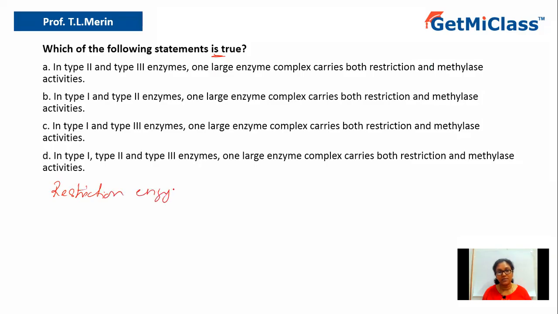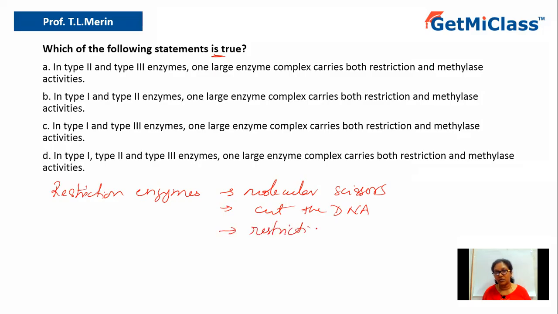What are restriction enzymes? Restriction enzymes are molecular scissors. And what are these used for? These are used to cut the DNA, and of course, they are specific to their restriction site. So the DNA consists of a restriction site, which will be recognized by these enzymes, and then the cleavage, the cutting, will be brought about.